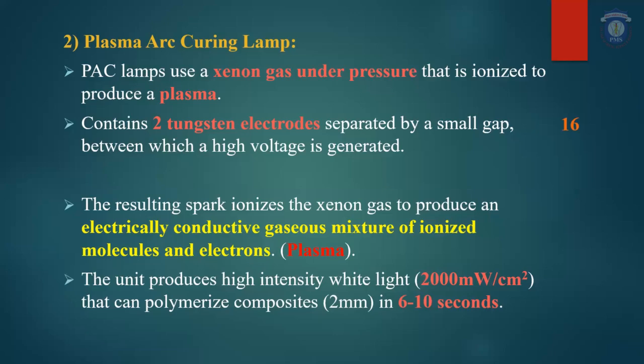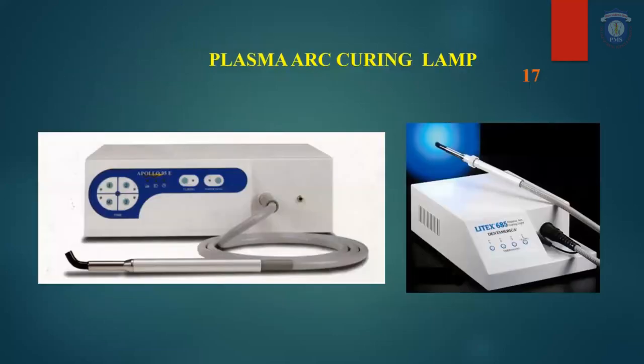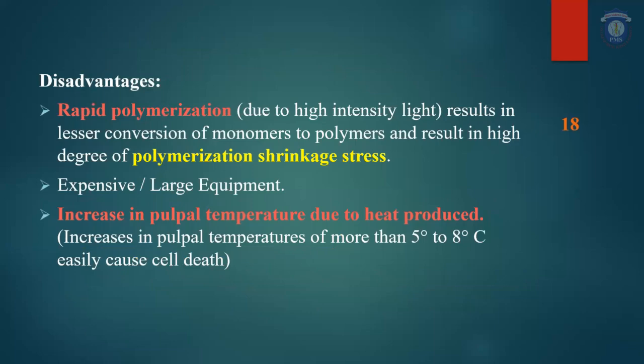And this unit will produce high intensity white light which can polymerize composites within 6 to 10 seconds. So one advantage of the plasma arc curing lamp is that because of its high intensity, the curing time is reduced. This is the picture showing a plasma arc curing lamp.